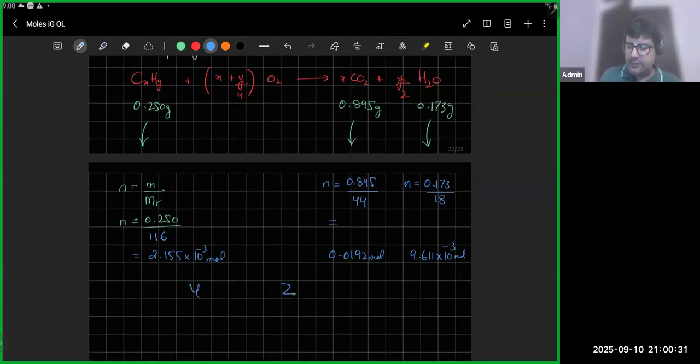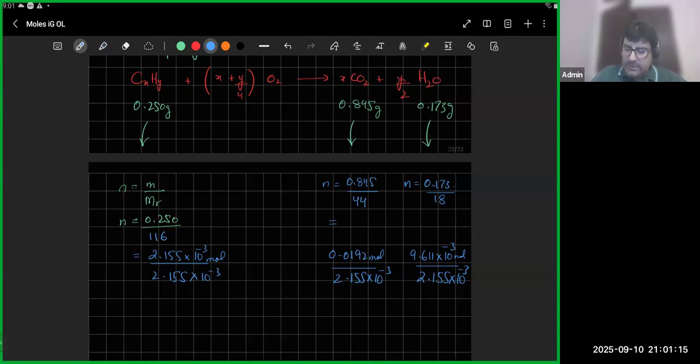But for a ratio like 4 to 2, if you want to find the simplest ratio, you take 2, divide both of them by 2, right? So the way you find the simplest ratio is you divide all of them by the smallest number, which I think is this one, right? Yeah, that's 2.155 times 10 power minus 3, and this is also going to be 2.155 times 10 power minus 3. And this one would also be 2.155 times 10 power minus 3, I think is the smallest number in this case.